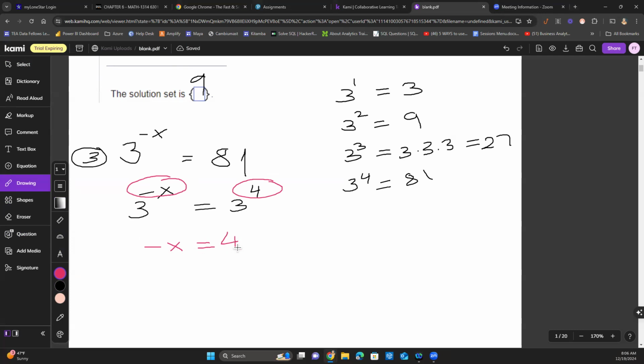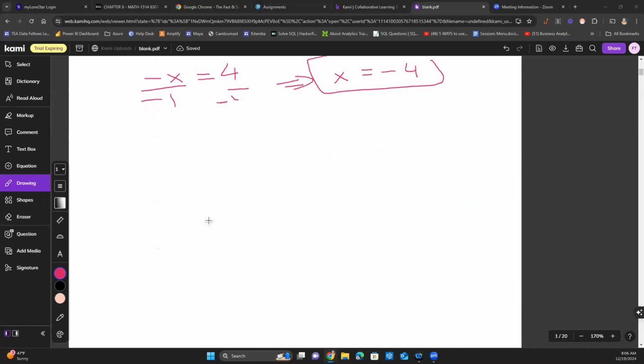So negative x is equal to 4, but I need the x. So I'm going to divide each side by negative 1. Negative divided by negative is positive, so this just gives me an x. And 4 divided by negative 1 is negative 4. This is how I am going to answer question 3 on the homework. When the bases are not matching, I'm going to try to put them in common bases.